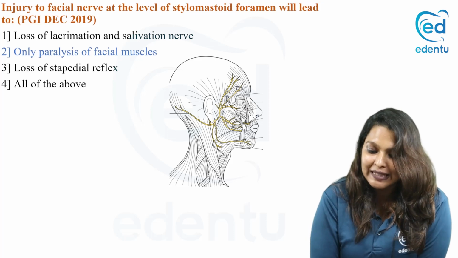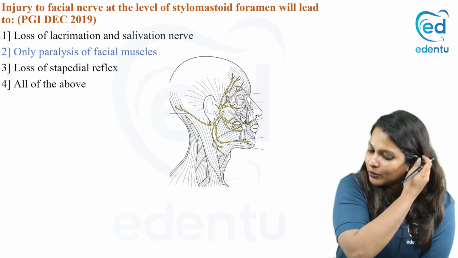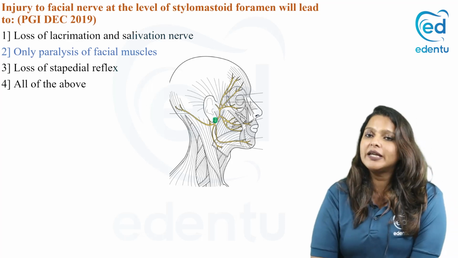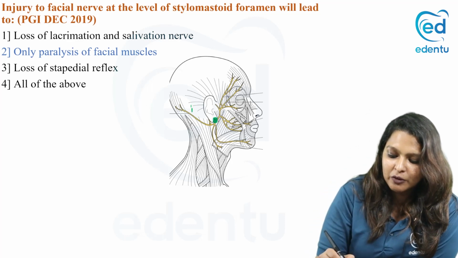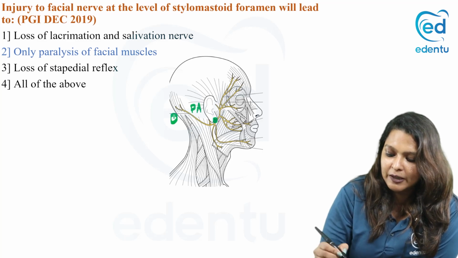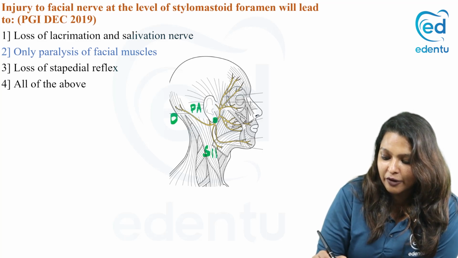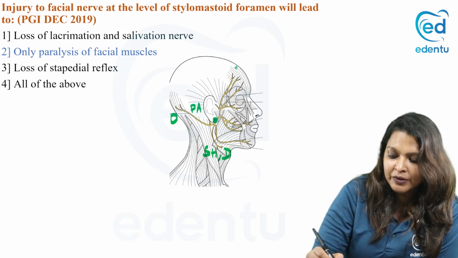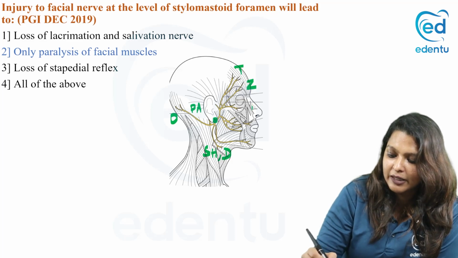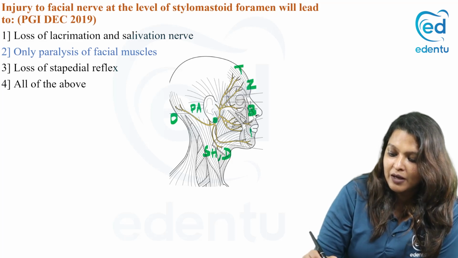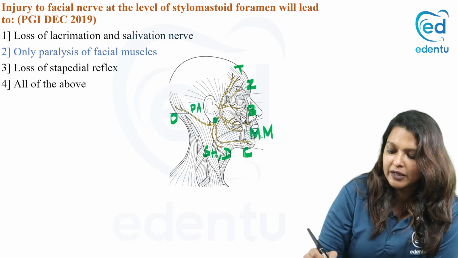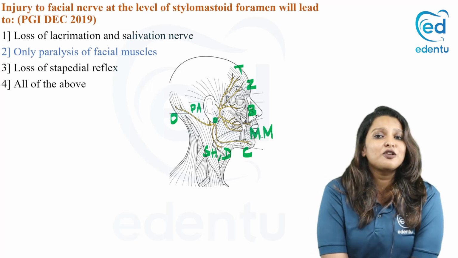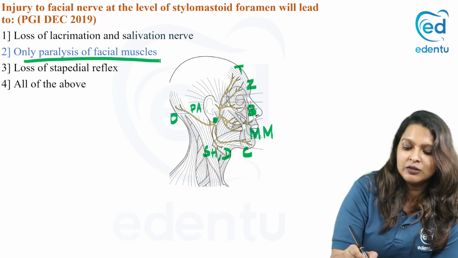Injury to the facial nerve at the level of the stylomastoid foramen will lead to what? So this is the stylomastoid foramen. After this, it only gives out muscular branches to posterior auricular, occipital, stylohyoid, posterior belly of digastric, and the 5 terminal branches: the temporal, zygomatic, buccal, marginal mandibular and cervical branch. So all of these nerves will supply the muscles of facial expression. So only this will be lost.